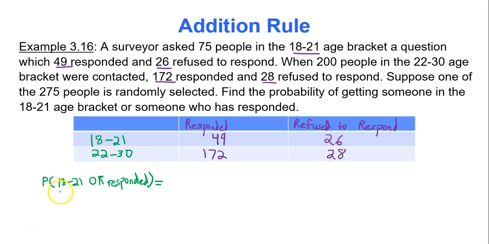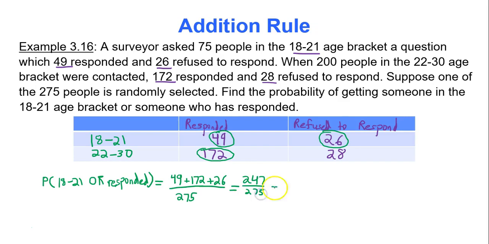Any value that is in the 18 to 21 category, that would be 49. That would be 26. And any value that's in the responded category, that would be 49 again, but don't double count, and 172. So out of all the people, 275, favorable outcomes were 49 plus 172 plus 26. Add together those numbers, and you actually end up getting 247 out of 275, and that's going to give you 0.8982.